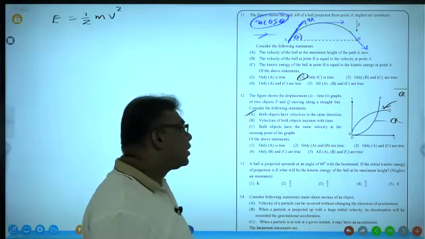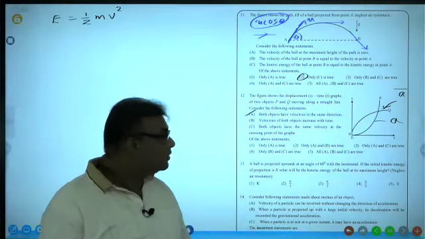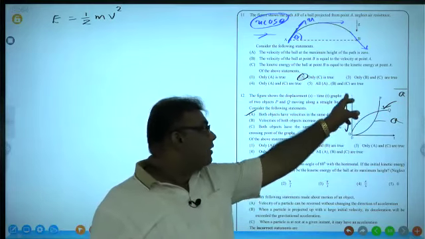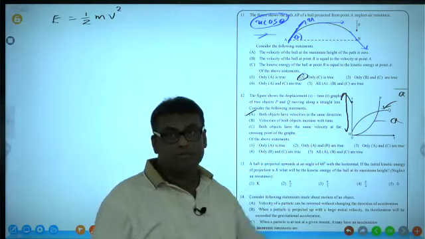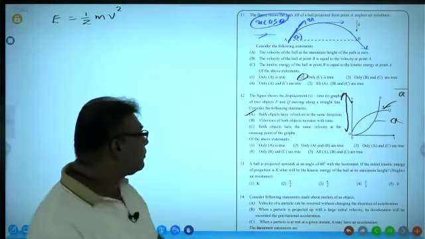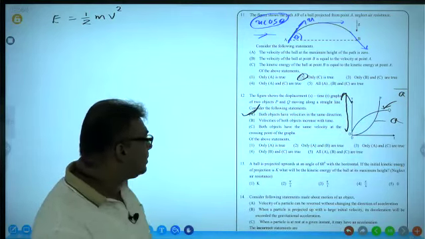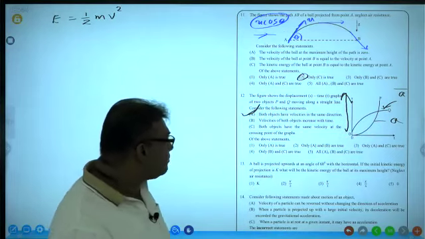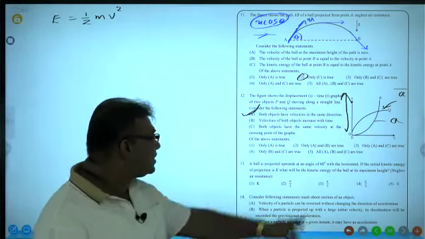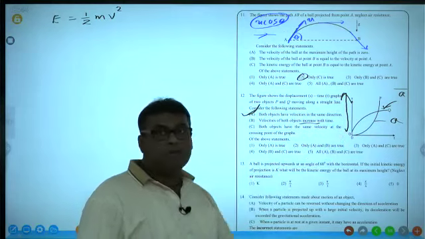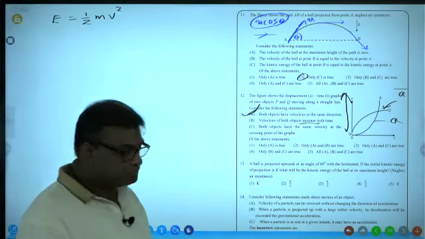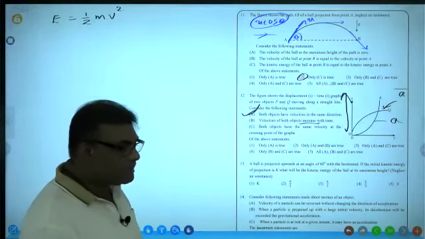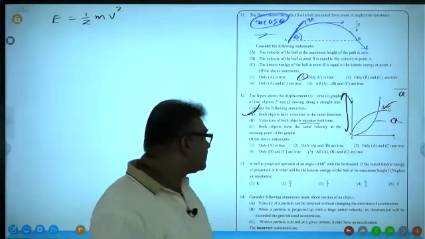Both objects have velocities in the same direction as they are having positive velocity, going up, no? Therefore, statement A is correct. B, velocities of both the objects increase with time. That's wrong. One is increasing, the other one is decreasing.